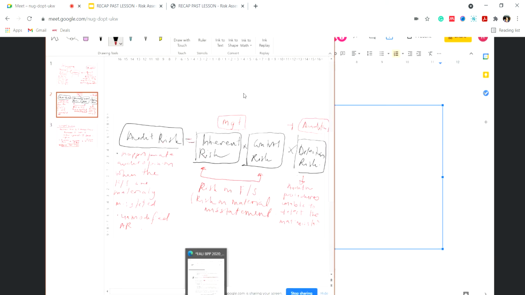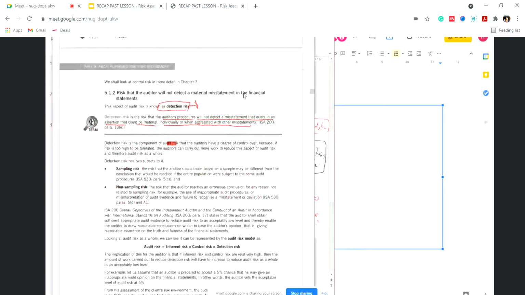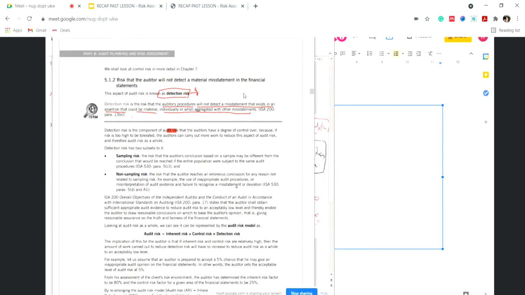Detection risk is the component of audit risk that the auditor has a degree of control over. If the risk is too high to be tolerated, the auditor can carry out more work to reduce the audit risk. As we discussed before, if the maturity level is low, the auditor has to gather more audit evidence, so they have to increase audit tests. Also, detection risk has two subsets: one is sampling risk, another is non-sampling risk.